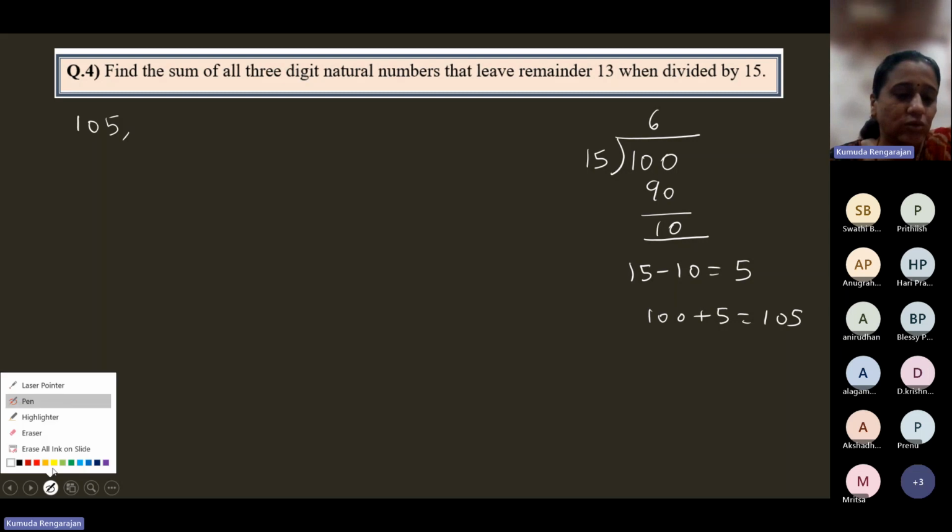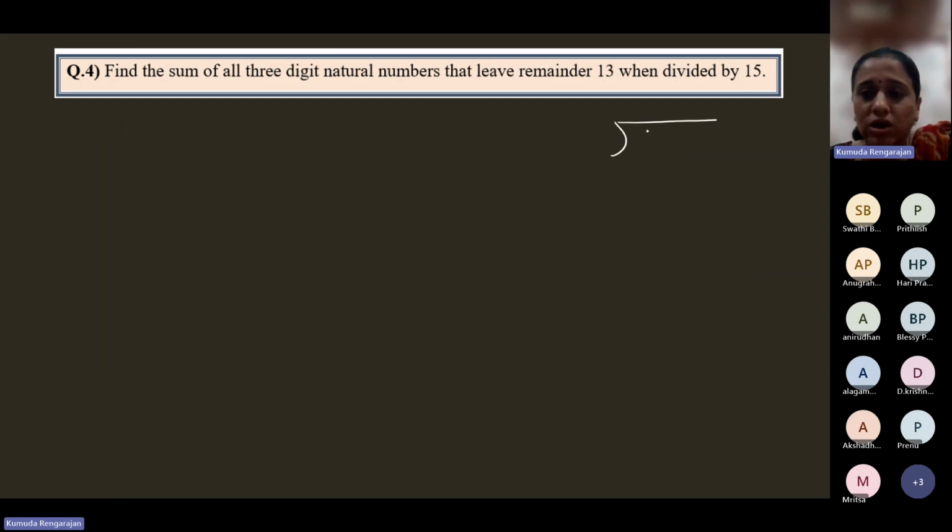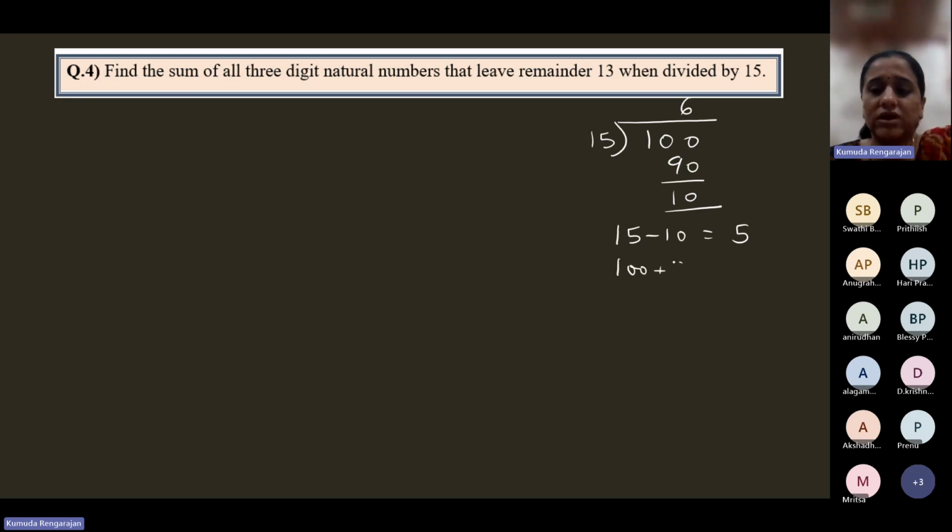I'll clear the screen, do it again. 100 is the smallest 3-digit number. Divide that by 15. 6 are 90, 10 is a remainder. To subtract 15 and 10, I told you in the last class, 15 minus 10 is 5, and add that to the dividend. 100 plus 5, 105. Now 105 is the first 3-digit number exactly divisible by 15. Now find the last one.